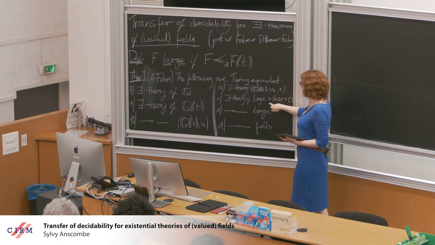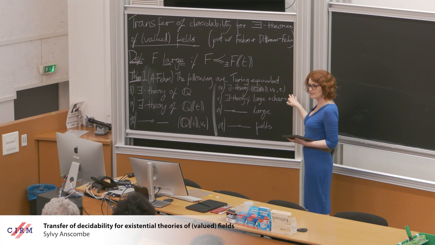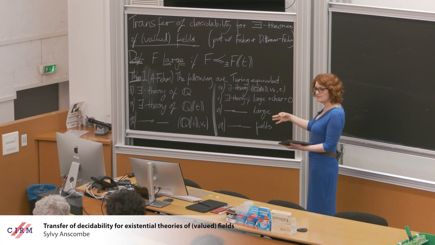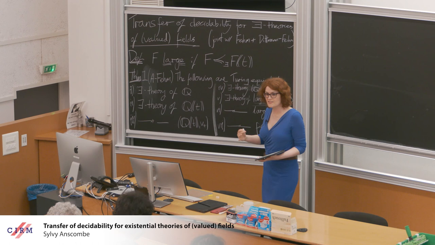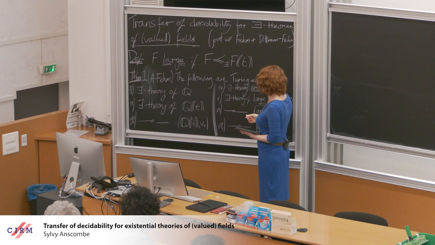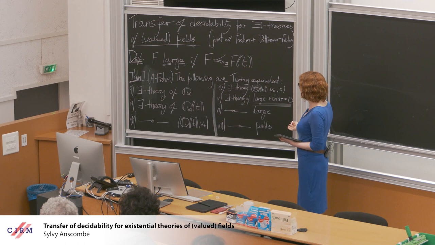The fifth is the existential theory of large fields of characteristic zero. So I mean the common existential consequences of the common theory of large fields of characteristic zero, though as was remarked in a previous talk, this is an elementary class, so this class is axiomatizable. And the sixth one is the existential theory of large fields. And finally, the existential theory of all fields.